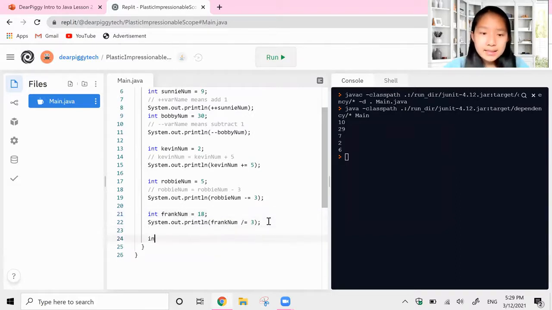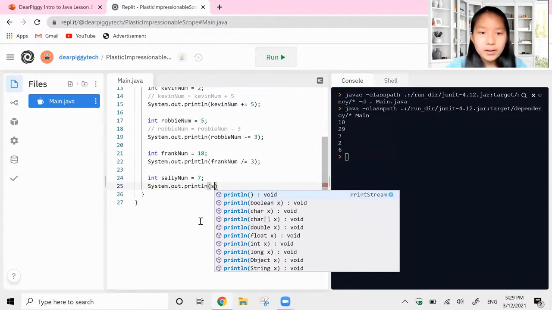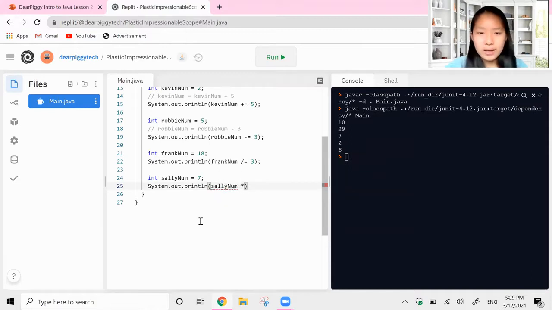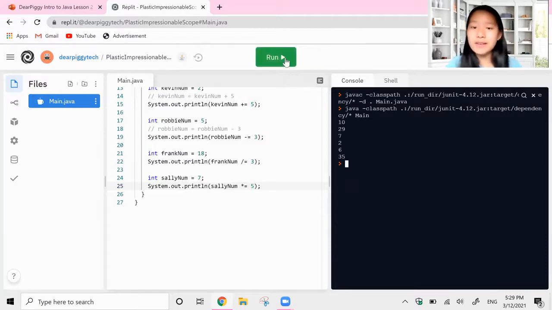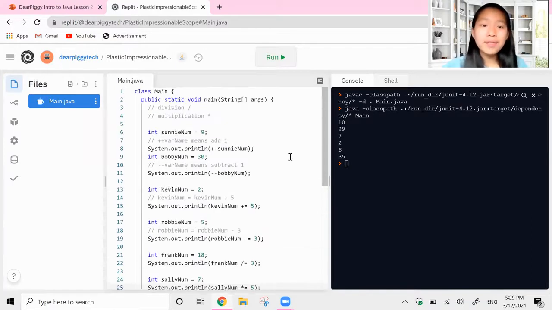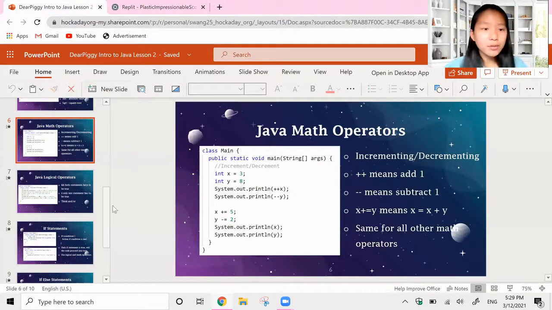Last example to do is multiplication. So Sally num, let's do 7. Me being uncertain about the numbers. Okay, so system.out.println Sally num asterisk equals 5. So what is this going to give us? This is going to give us 7 is equal to 7 times 5. And 7 times 5 is 35, right? Hopefully we got our multiplication tables down. So we know that this is 35. I think these mathematical operators made sense, especially as we did more practice. So we've got those down pat.